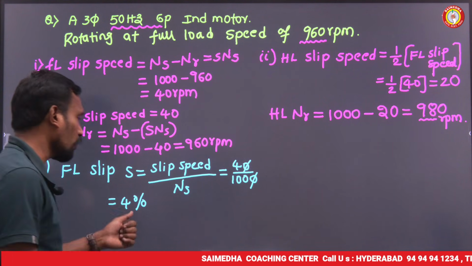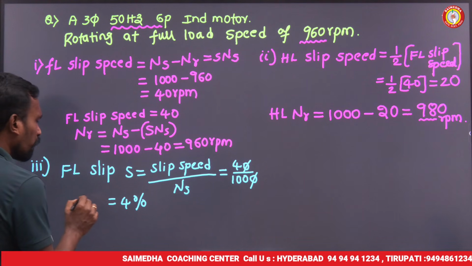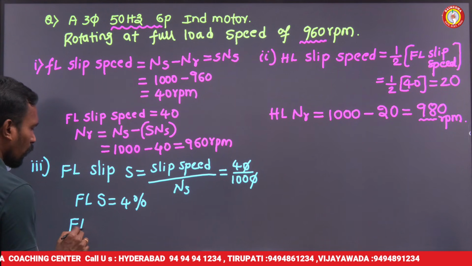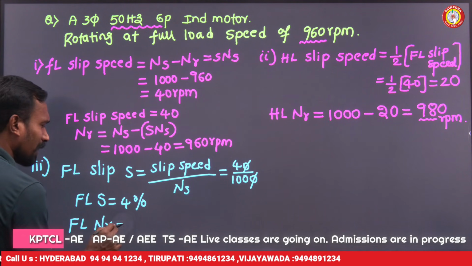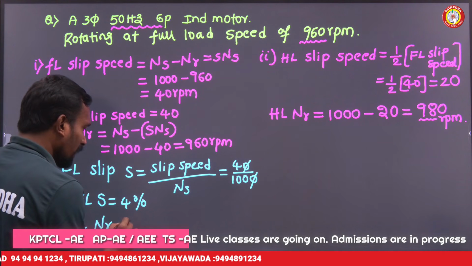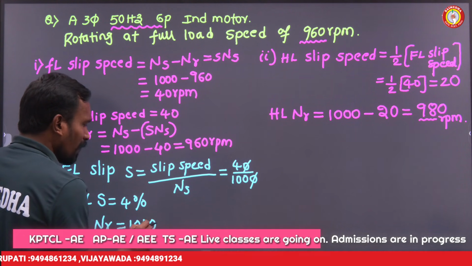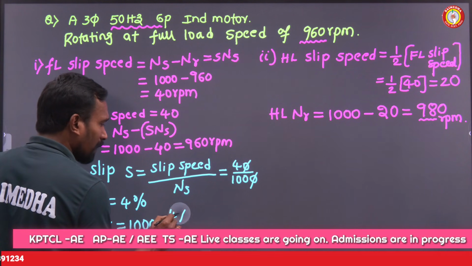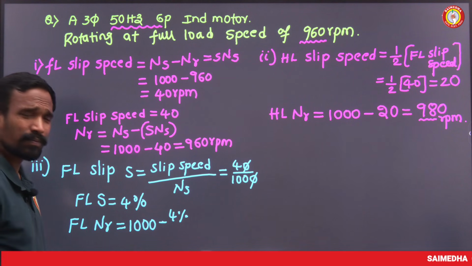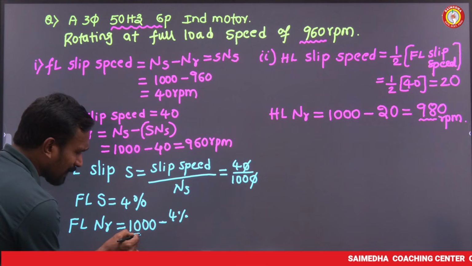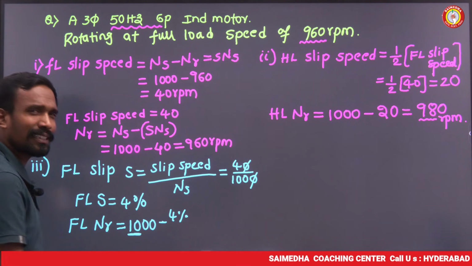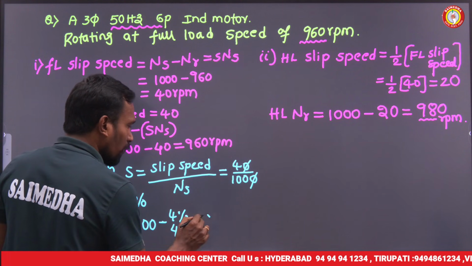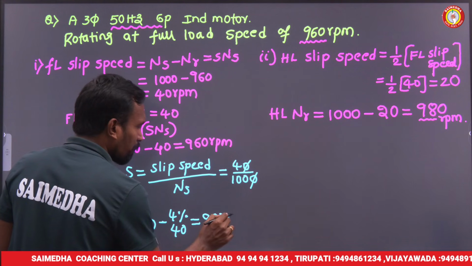Full load slip how much? 4%. If they give you my full load slip is 4%, then can you tell me the full load rotor speed? Yes, I can tell you, sir. Actually, the synchronous speed is 1000. From this, 4% is slipping. What is 4% of 1000? 1% of 1000 is 10, so 4% of 1000 is 40. 1000 minus 40 is equal to 960 rpm.